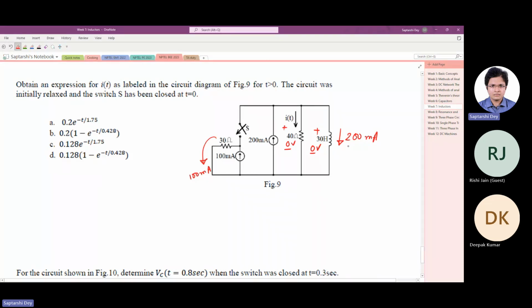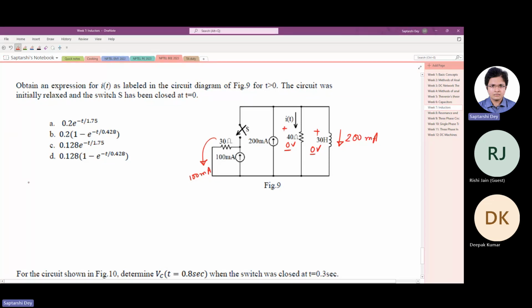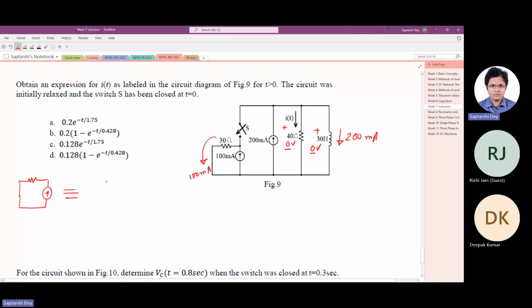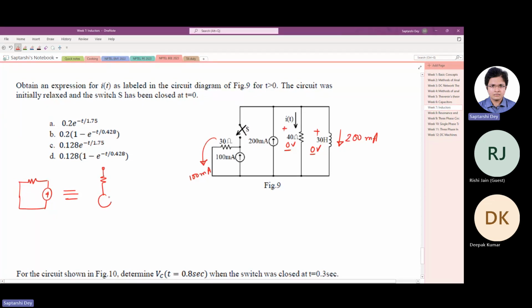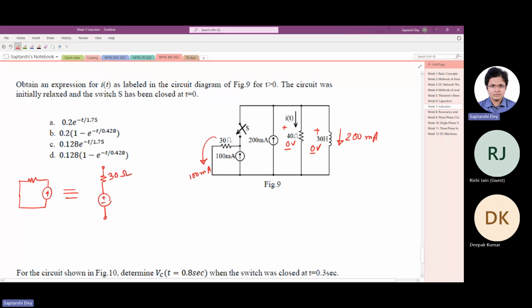Now initial current we know it's 200 milliampere without any doubt. What is the final current? What is the current after we close this switch? Okay. What we can do is, this 30 ohm in parallel to 100 milliampere combination, we will replace with a voltage source in series with a resistance. So the resistance will be 30 ohm and the voltage will be 100 milliampere times 30 ohm, which would be 3 volt. We'll replace with this.